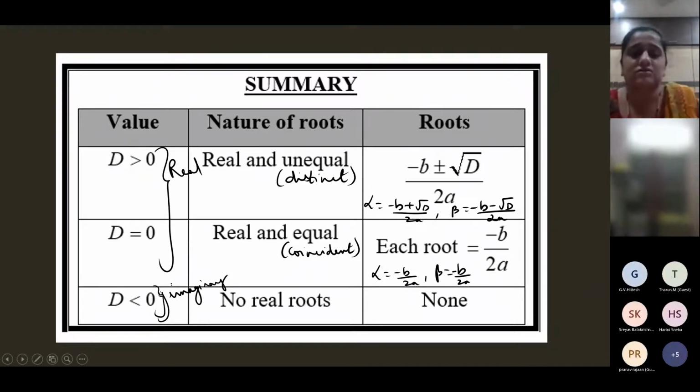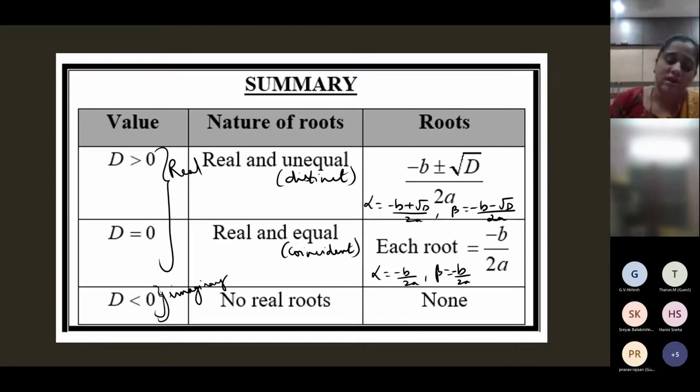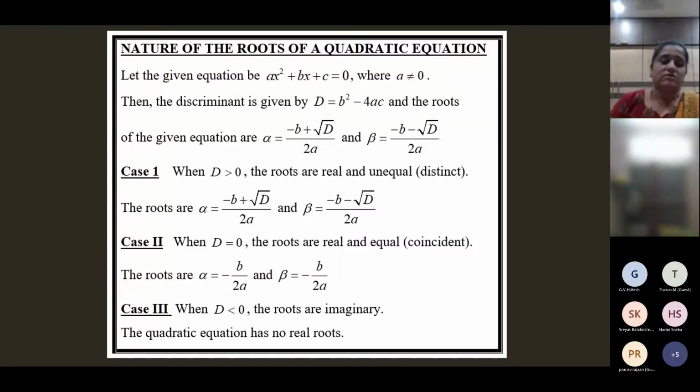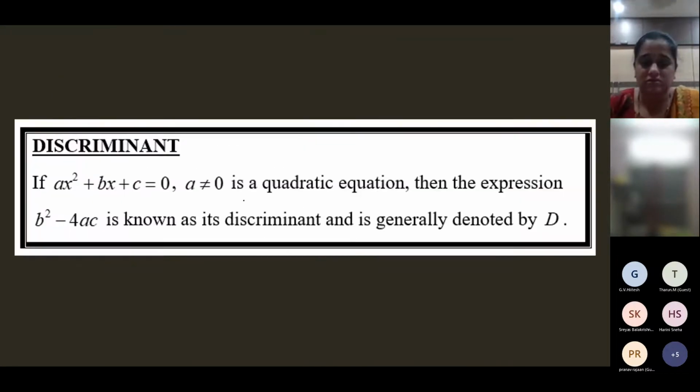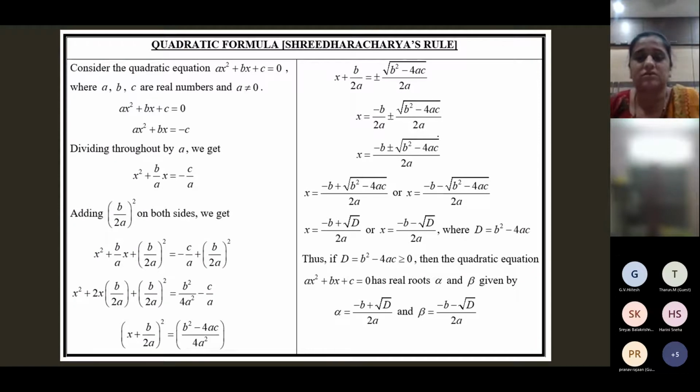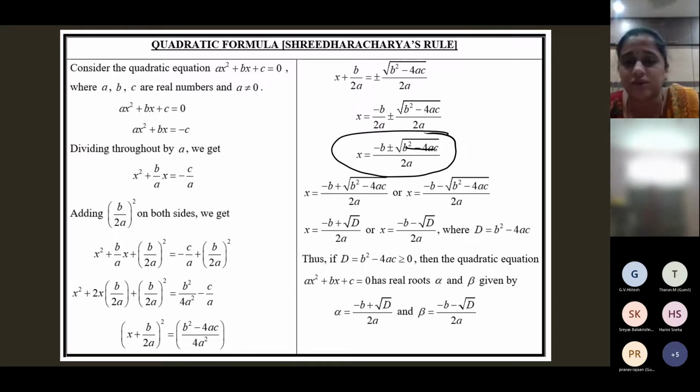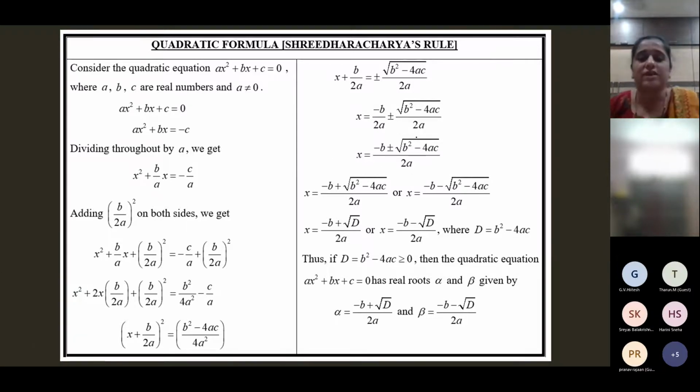Unequal, distinct. Equal, coincident. Distinct roots meaning alpha is minus b plus root d by 2a and beta is minus b minus root d by 2a. And you know the quadratic formula? This is the quadratic formula: x is equal to minus b plus or minus root of b square minus 4ac by 2a. That's what is d. This b square minus 4ac is only d. So minus b plus or minus root d by 2a.